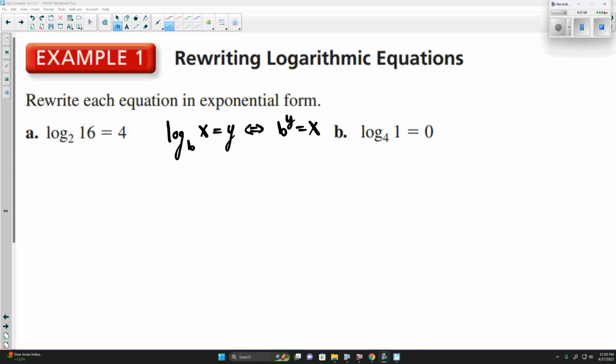We have this here. So looking at the first one, we have log base 2 of 16 is equal to 4. So here, our b is being represented by what number? 2. X is 16 because it's inside, and y is 4. So if I want to rewrite this as an exponential, we would say 2 to the 4th is equal to 16.